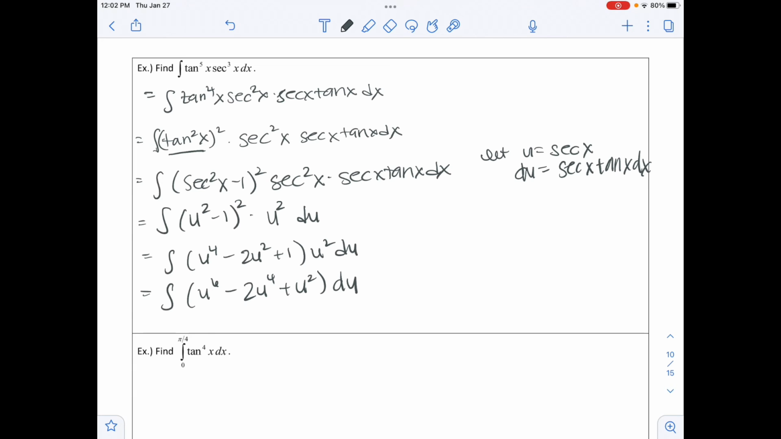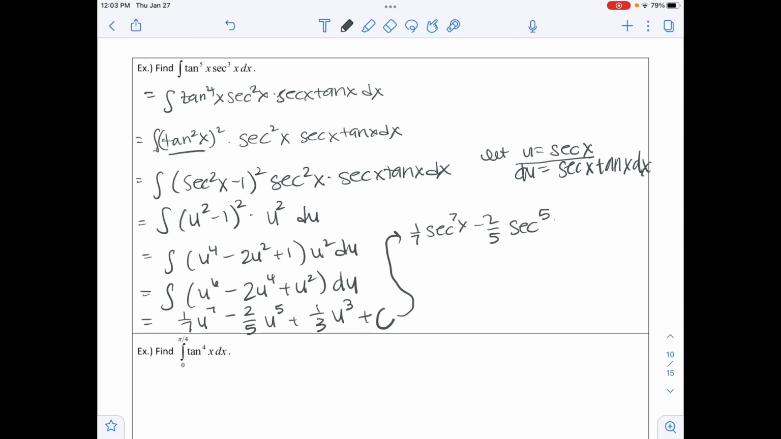And then from here we are able to integrate, and we get 1 over 7 u to the 7th minus 2 over 5 u to the 5th plus 1/3 u cubed, and this is indefinite, so we are going to put a plus c. From here, we just need to back sub in what u was, and u is secant of x. So our answer is going to be 1/7 secant of x to the 7th power minus 2/5 secant to the 5th power of x plus 1/3 secant cubed x plus c.